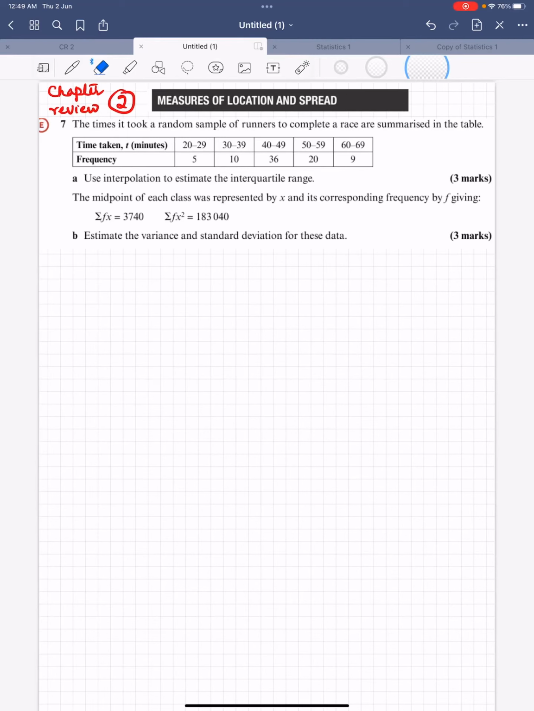Chapter Review 2, question number 7. The times it took a random sample of runners to complete a race are summarized in the table. Use interpolation to estimate the interquartile range.